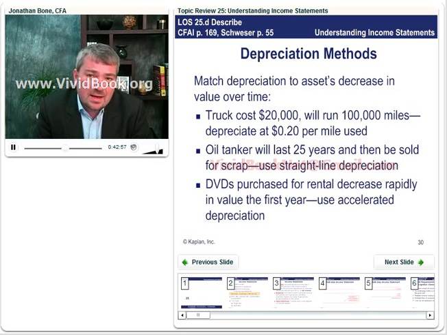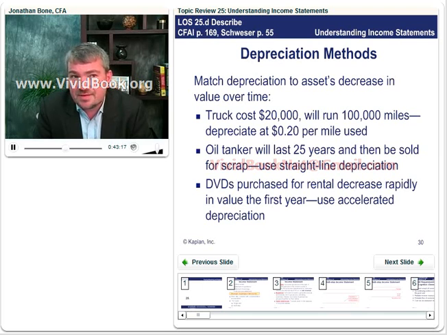So as a result, we're likely to use an accelerated depreciation method. An accelerated depreciation method will charge more depreciation through the income statement when the asset is young, and less as it begins to age.